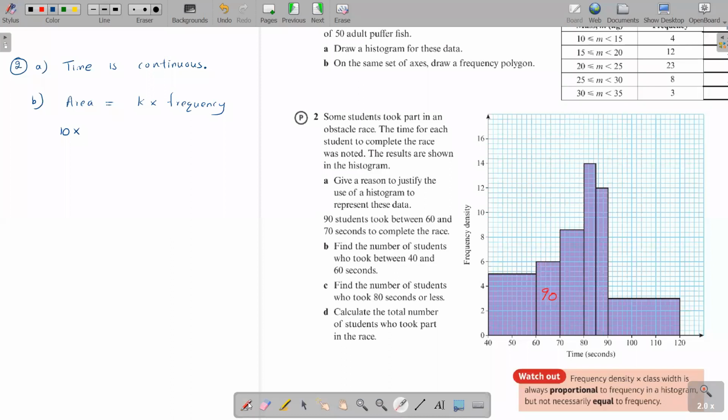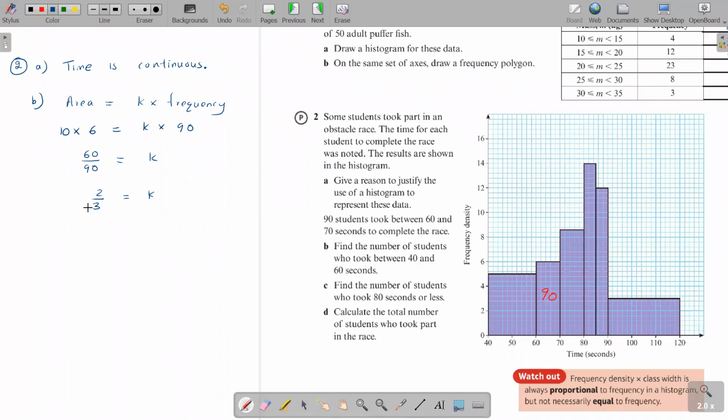So we will use the frequency density. 10 into 6 equals K times the frequency. Over here, the frequency is 90 because there are 90 students in this particular bar. That gives me the K value. 10 into 6 is 60, divided by 90. So K equals 2 over 3. Get the exact figure. Do not go for the decimal because we will be using this K value for the other bars as well. So use the exact, K is 2 over 3.